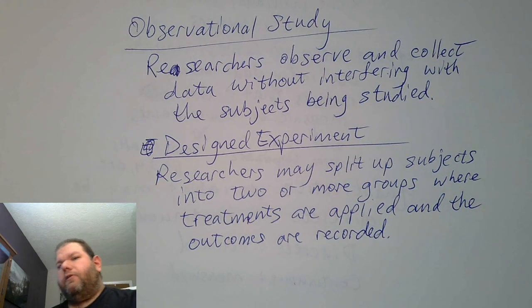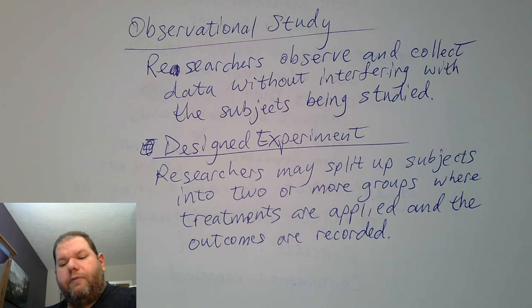Okay. So the idea here is that the researcher does try to influence the outcome to an extent, in that we apply a treatment and then we see how that affects the outcome. Does it affect the outcome positively? Does it affect it negatively? And what do positive and negative even mean in the context of that particular experiment?